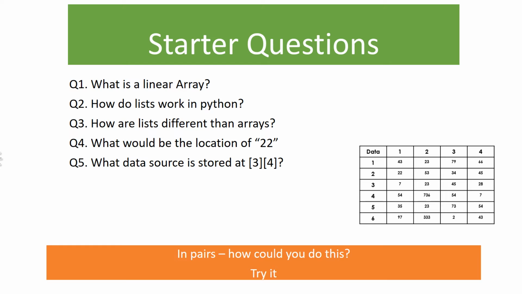So question 4, look at our code here. What would be the position of 22? Well, it would be [1][2] in square brackets. And question 5, what data is stored at [3][4]? Well, we look across for 3 and go down for 4, it's 54.